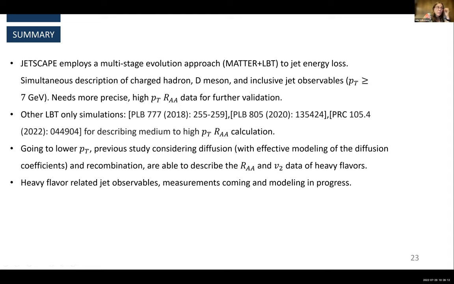So, to follow up, is this branch visible to everyone or just inside JETSCAPE at the moment? That I'm not sure. Sorry. Okay.